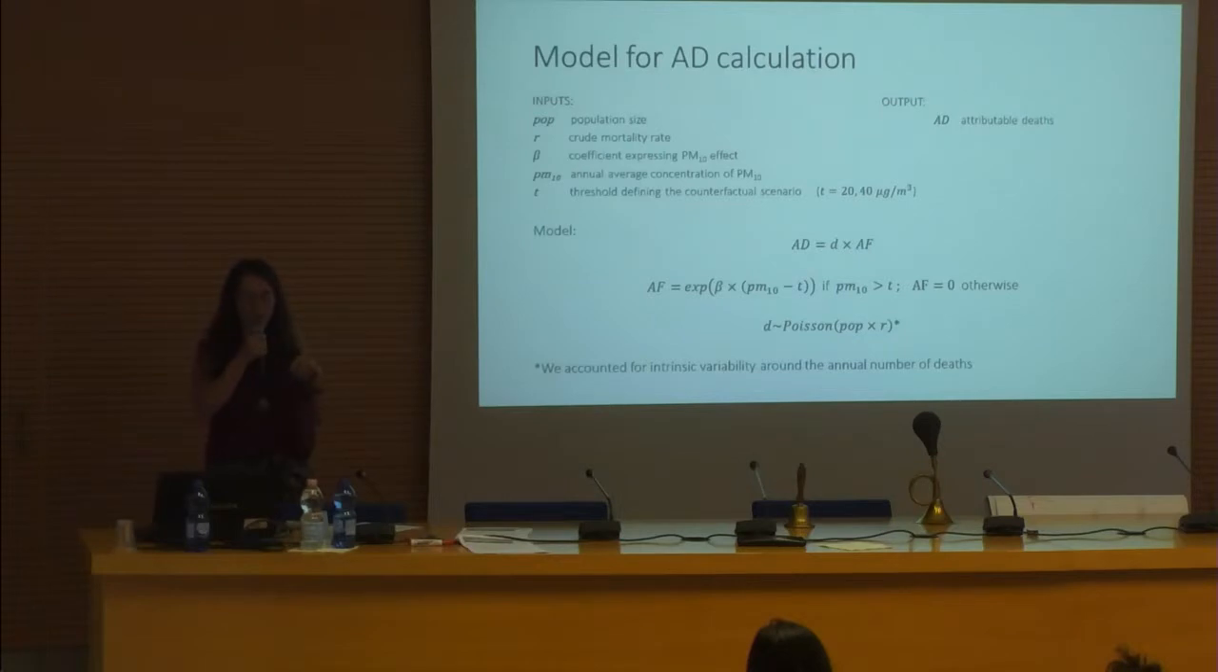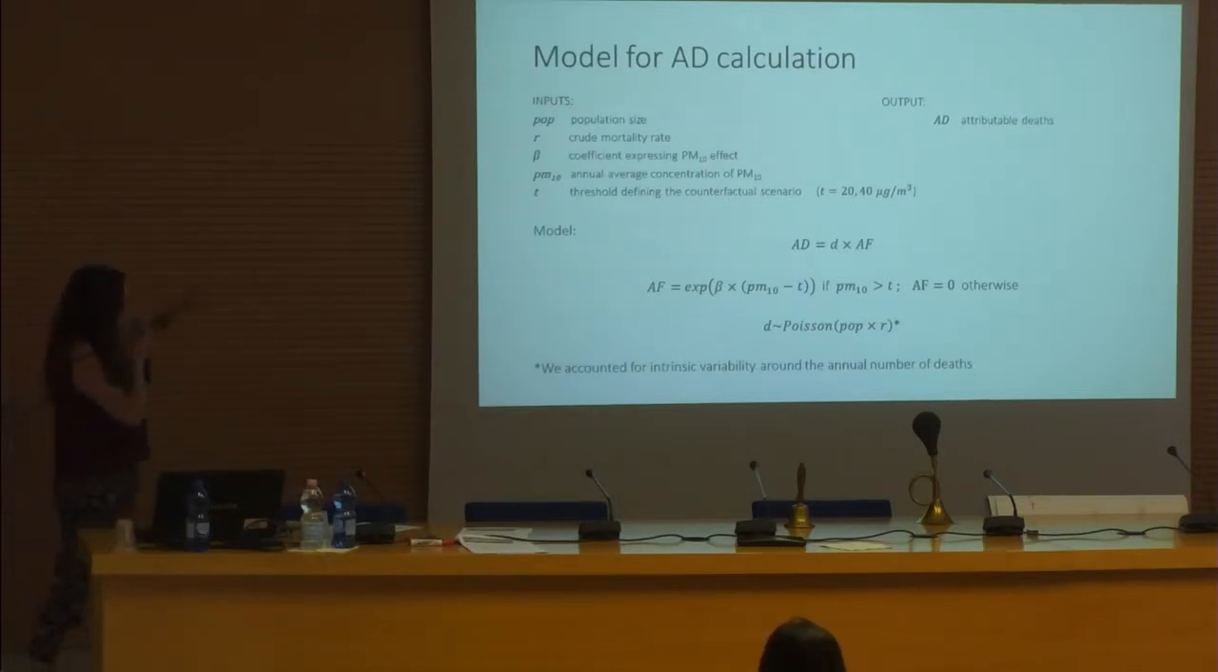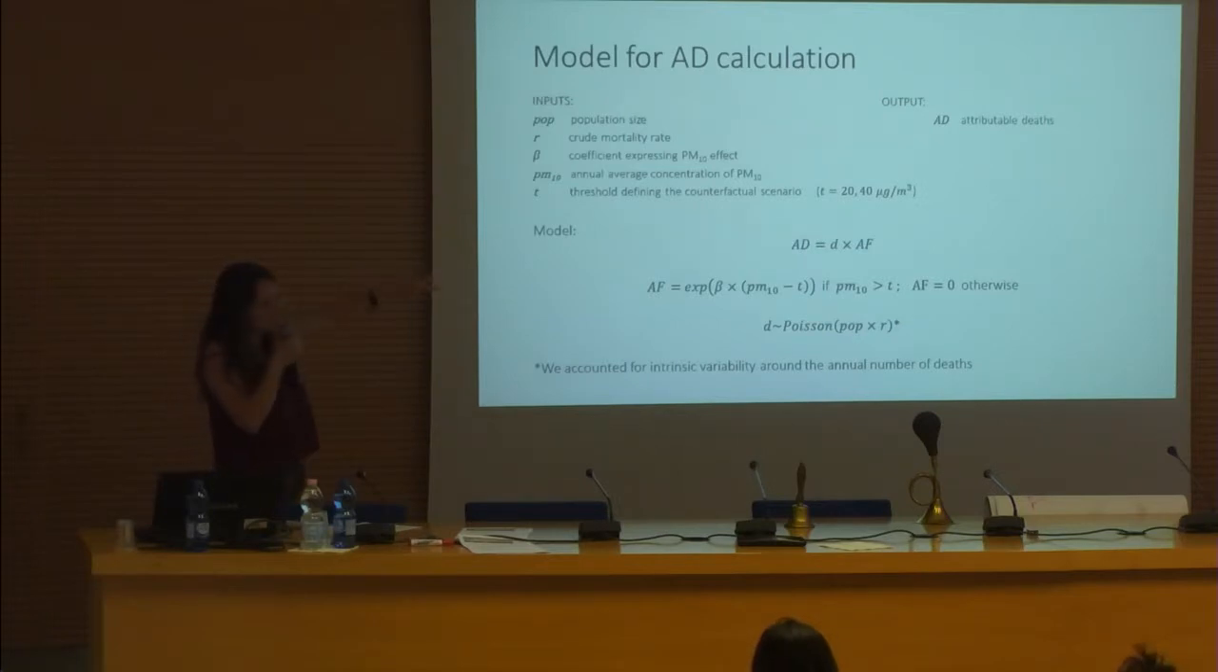The threshold, which defines the counterfactual scenarios and can be set to 20 or 40 depending on the scenario, is treated as a fixed input. My output is the number of attributable deaths per year. And this is my model. In the model, I accounted also for the intrinsic variability around the annual number of deaths, introducing a Poisson distribution.